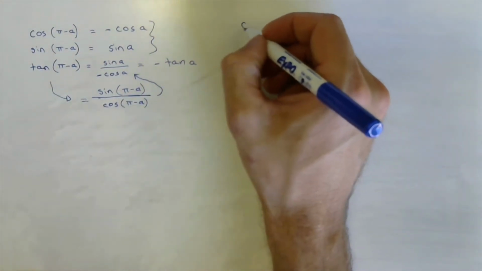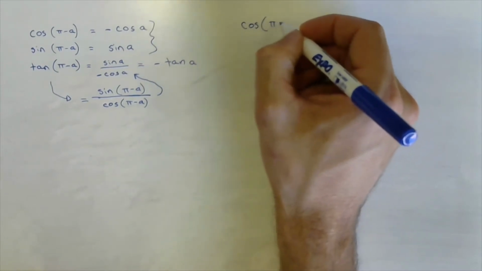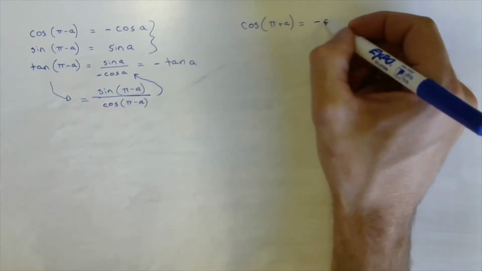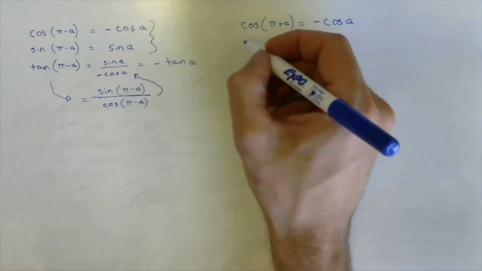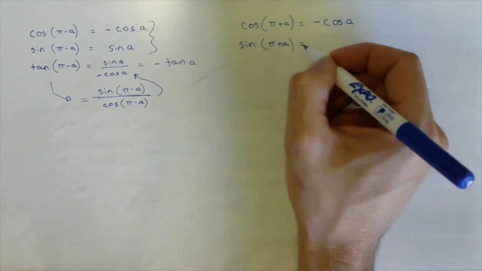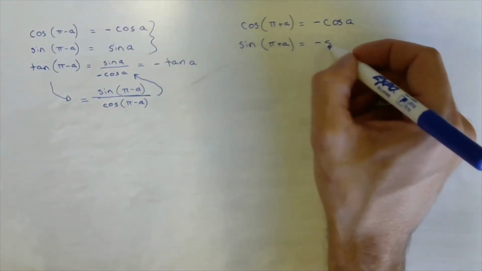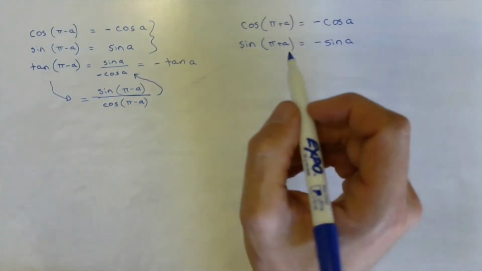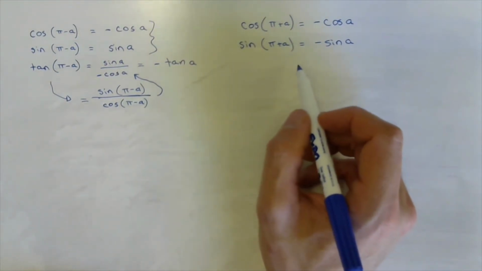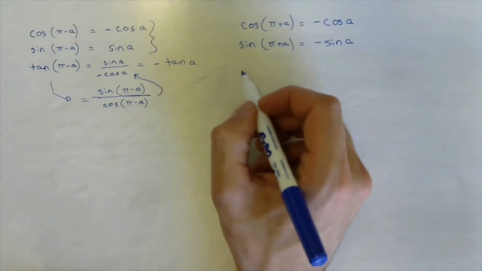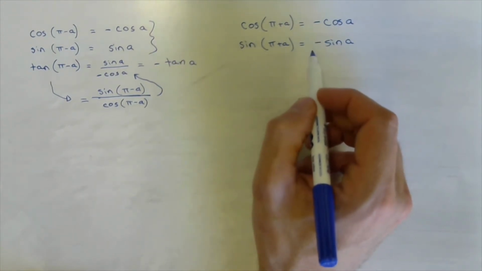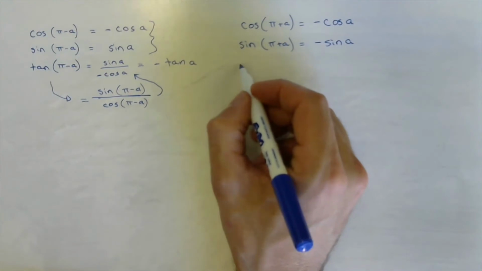Pi plus a. The cos of pi plus a, we already determined, is equal to the negative of the cos of a. The sine of pi plus a, we determined, is equal to negative the sine of a. Here we are in quadrant 3, right? Quadrant 3. Anyway, carrying on.